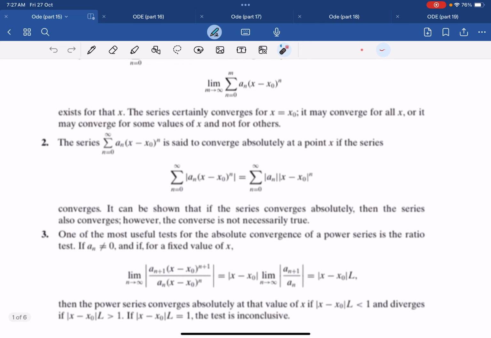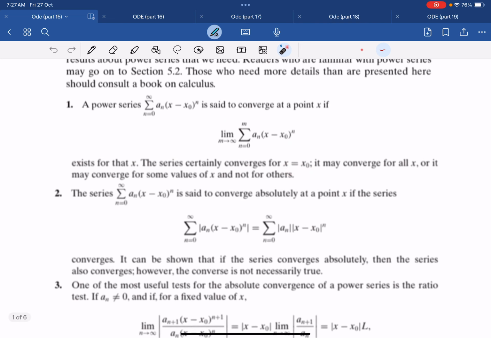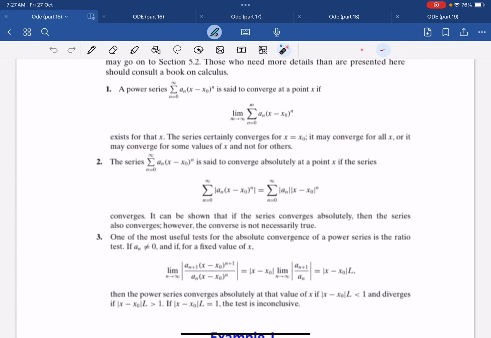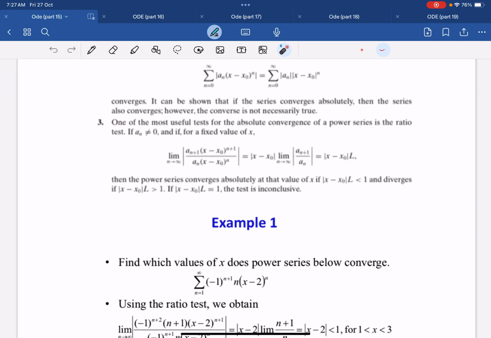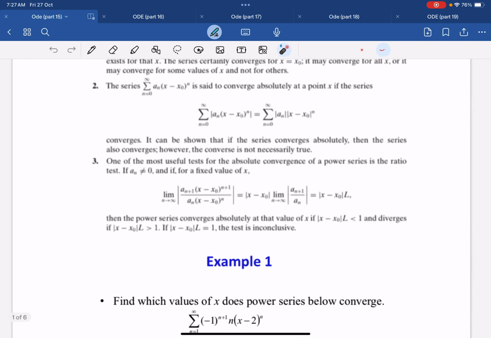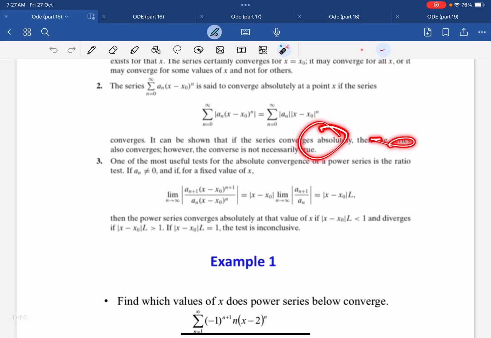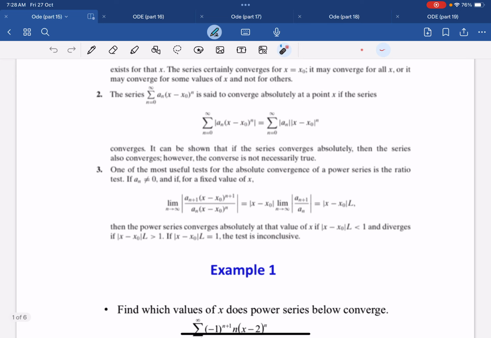And the series certainly converges for x equals x naught. It may converge for all x or only some values of x. The series is said to converge absolutely if you take the sum of the absolute values, you add them together, and the limit exists. And we already know that if it converges absolutely, then it must converge as well.